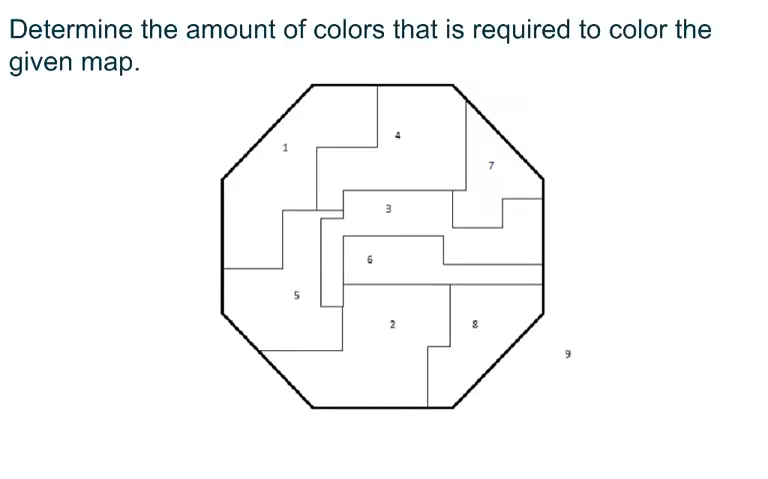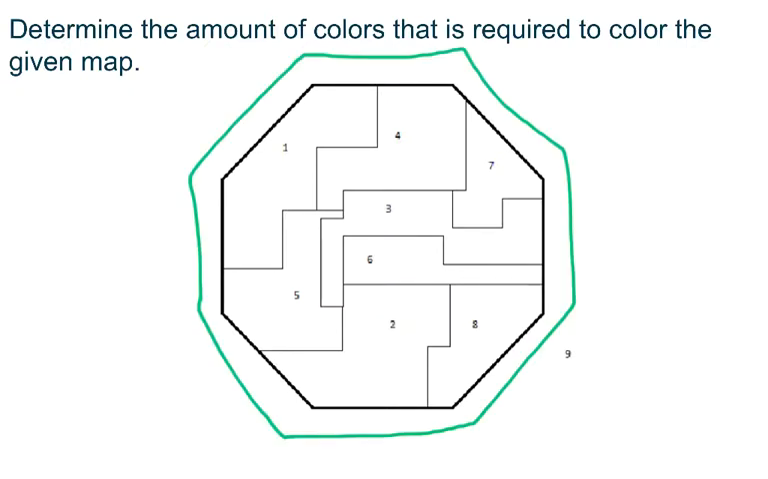So I'm going to create some maps for you guys. This is one that I've created in years past. Determine the amount of colors that's required to color this given map. You should be taking a few seconds trying to figure out how many colors it could be. We're going to walk through it here in just a few seconds. Remember, the outside color can be colored its own, and it is considered a region.